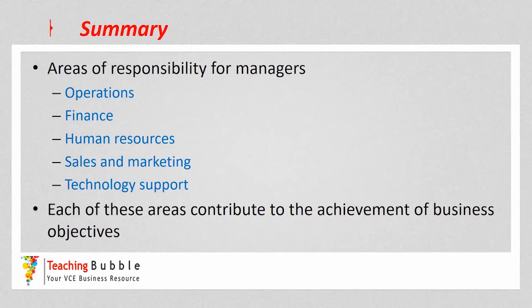So just in summary, the areas of management responsibility are operations, finance, human resources, sales and marketing, and technology support. And it's important to note what each of those areas do, but also understand how each one can contribute to the achievement of business objectives.